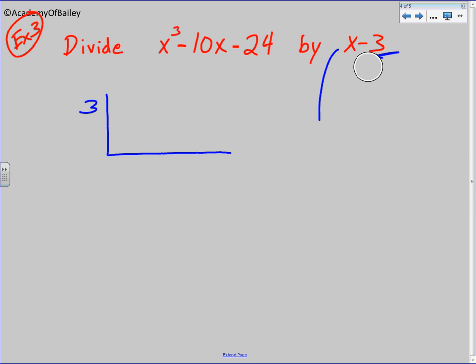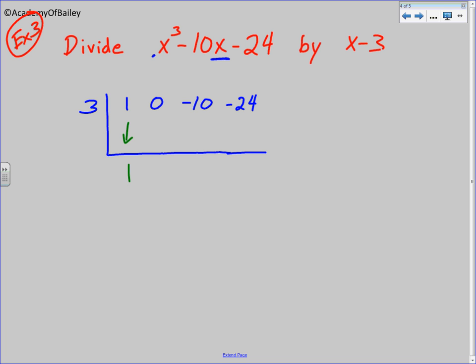So we have the positive 3 outside, and what are we going to put inside? Here is x cubed, so that's a 1. And this is x. Where's x squared? It has a 0 in front of it. X has a negative 10 in front of it, and then negative 24 does not have a variable. And then we use synthetic division here.